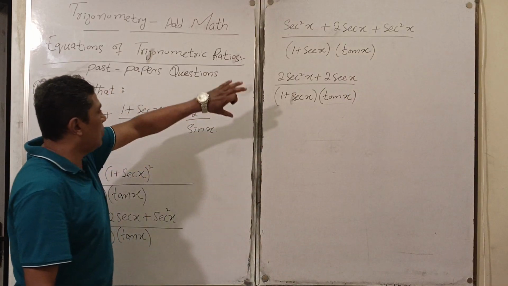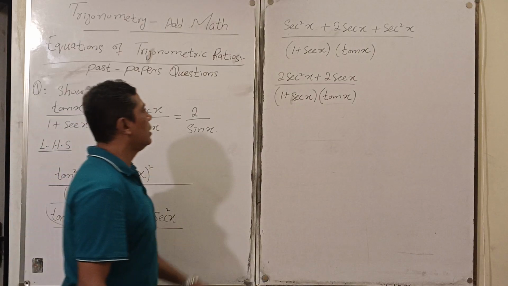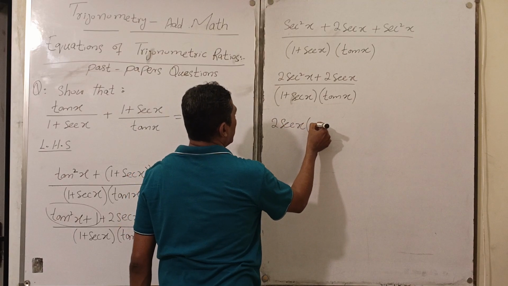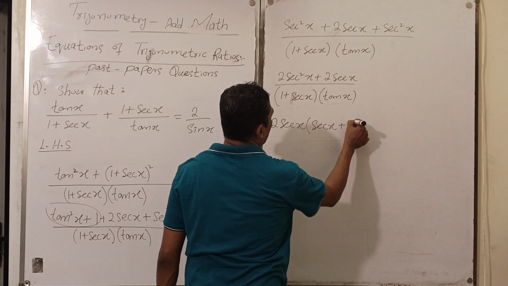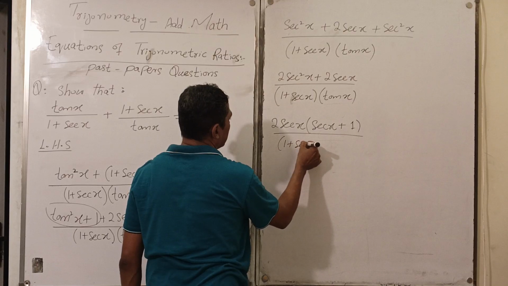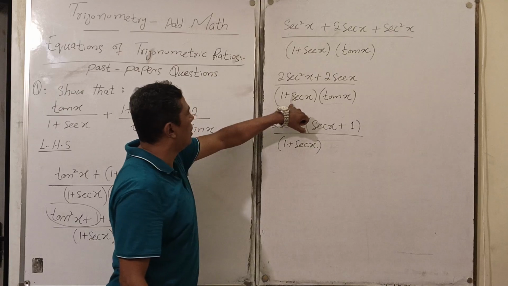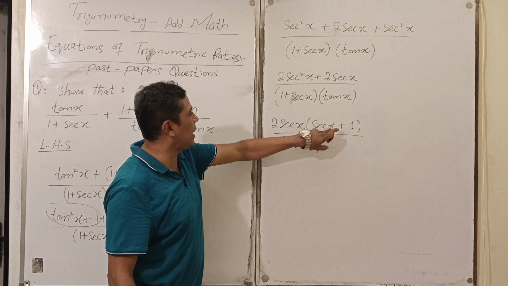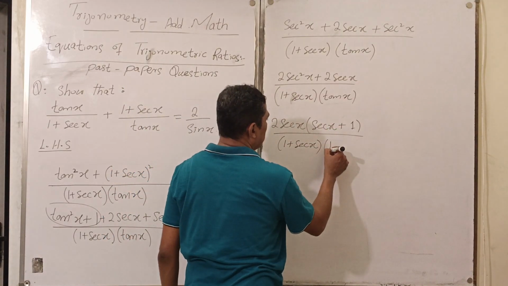Yes. So now factor out 2 sec x from the numerator. Yes, 2 sec x. So it means sec x plus 1. Am I right? Yes. We have to factor out 2 sec x because you can then cancel with the denominator. So it is sec x plus 1, and this is 1 plus sec x, so you can cancel this one. That's why.